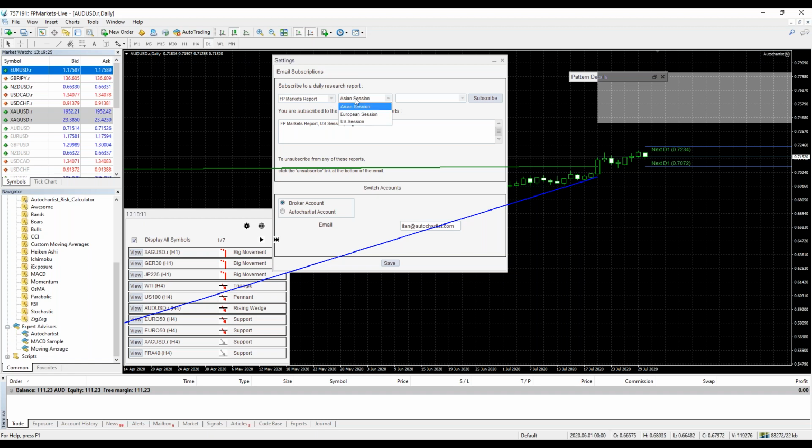So here you can choose the report you want: before the open of Tokyo, before the open of London, or before the open of New York. You can select your language of choice, and you click subscribe, and you can see here that I'm subscribed to the FB Markets market report US session, right? So it gets sent to me before the opening of New York. That's because I live in the great state of Texas, and obviously I speak English, and so that's the report I get on a daily basis. And my email address is at the bottom, and I click save, and I'm done, right? And then I'll get it in the mornings.